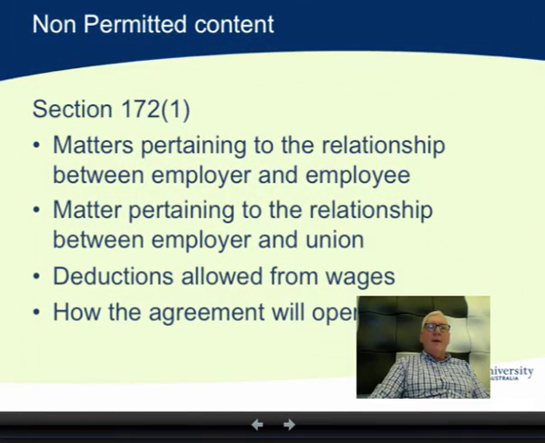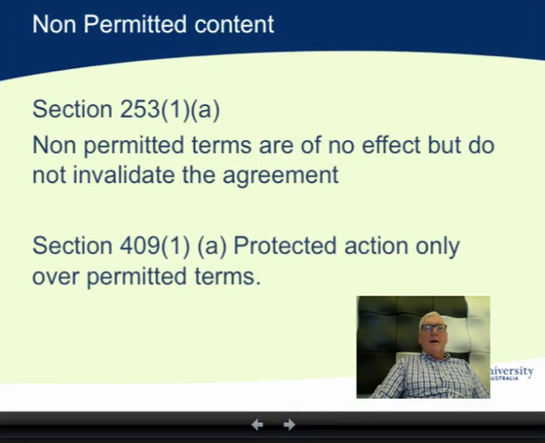So if I go back again, non-permitted content is anything that's outside of that description. So if it doesn't relate to the relationship between the employer and the employee, the relationship between the employer and the union, deductions, the machinery provisions for how the agreement will operate, it's going to be non-permitted content. And if there was to be a strike on the understanding, or a lockout on the understanding that it was all over content, which turned out to be non-permitted, the party could potentially be left open to a claim.